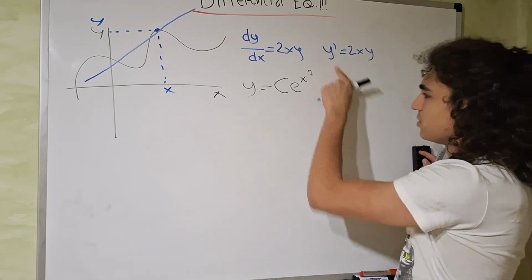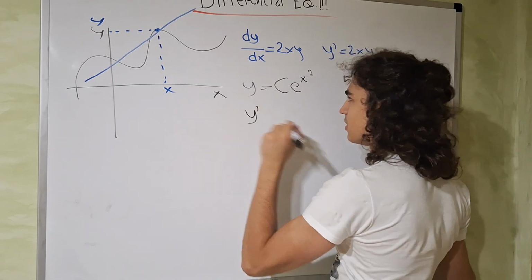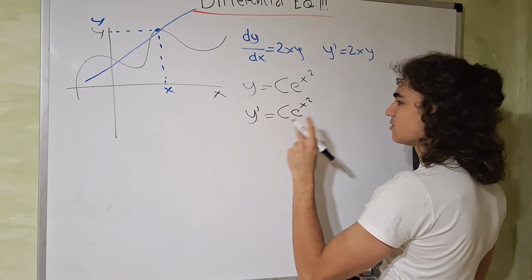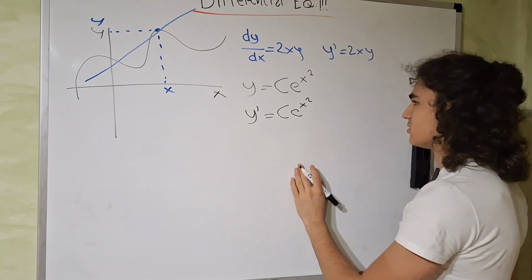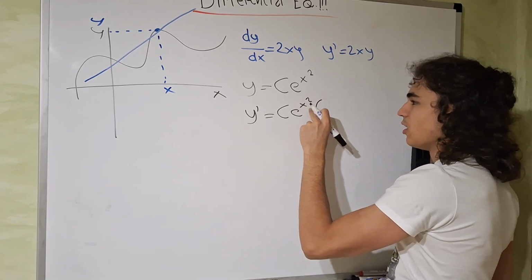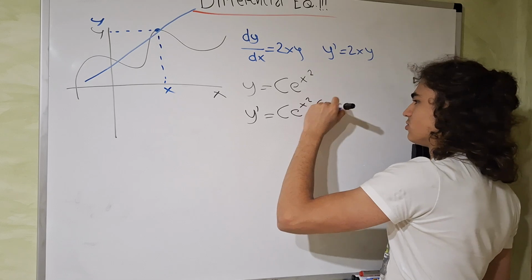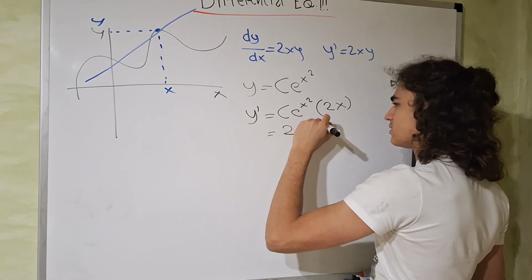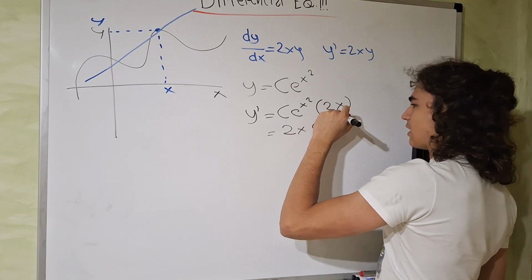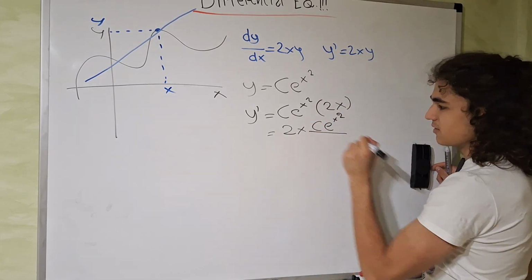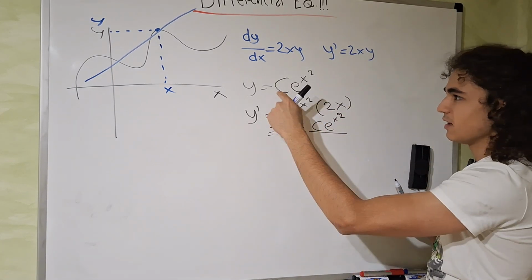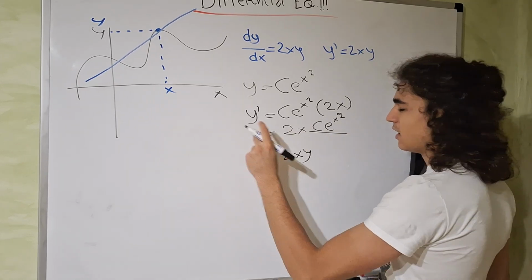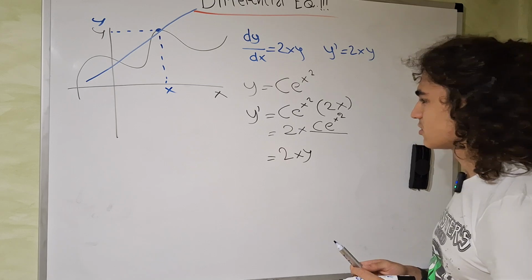So we first need to compute its derivative, so y prime equals 2 c times e to the x squared, where c is just an arbitrary constant, times the derivative of the exponent, so 2x, and this equals 2x times c e to the x squared. But now look at this. This simply equals y. It's the original function. So this equals 2xy. And indeed, y prime equals 2xy.